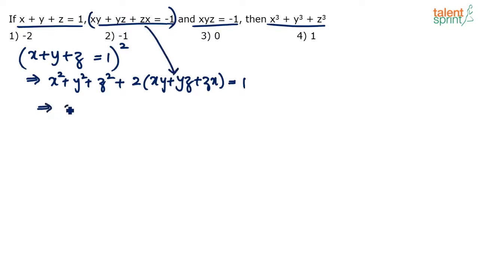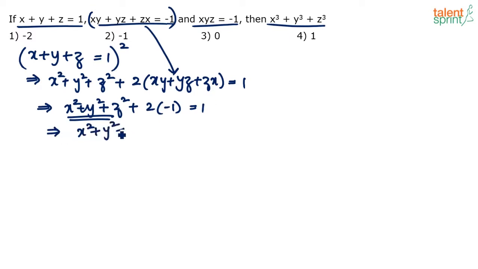So what are we left with? x squared plus y squared plus z squared plus 2 times minus 1 equals 1. And further simplification will give us x squared plus y squared plus z squared, right? It will be equal to 3, because this is minus 2, taking it to the other side will give you 3. This step is not needed in my view. You can directly write that x squared plus y squared plus z squared will be equal to 3 in this case. Minus 2, take it to the other side, gives you 1 plus 2, 3.